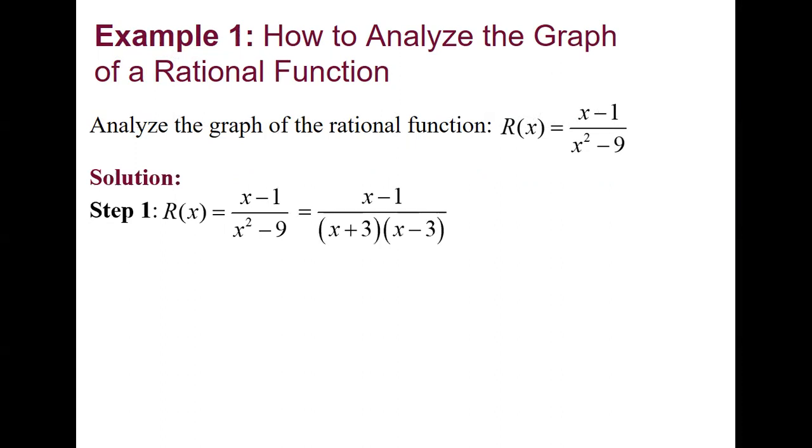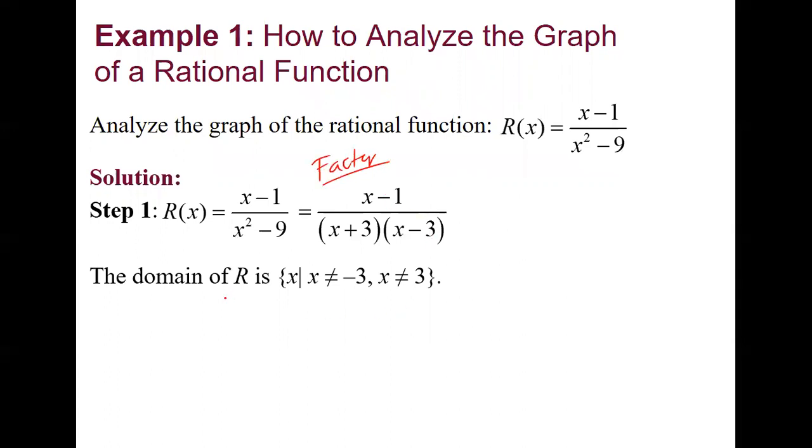We find our asymptotes by factoring. So notice how I factored the numerator. What factoring allows me to do is to find my domain, and my domain comes from the denominator. So what can x not be in the denominator? Well, x cannot be -3 and x cannot be +3. So there's my domain.